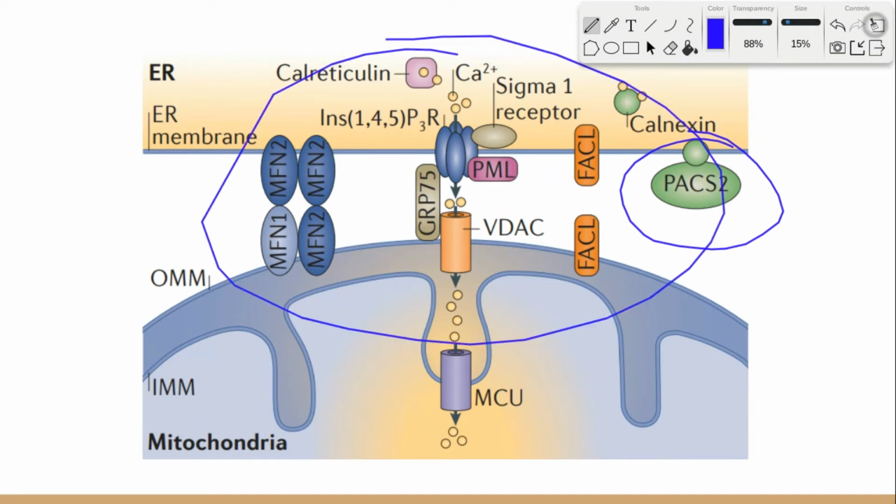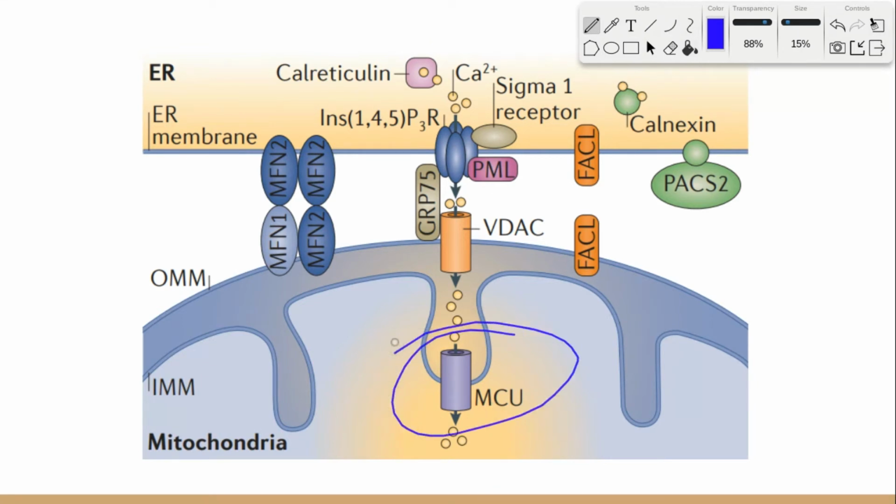The last player is MCU, which stands for mitochondrial calcium uniporter. It's the inner mitochondrial membrane calcium channel. When this channel was first discovered a couple of years ago, it generated a lot of interest because based on everything we know about mitochondrial calcium, it should be incredibly important, right? It is presumably how calcium gets into the matrix.